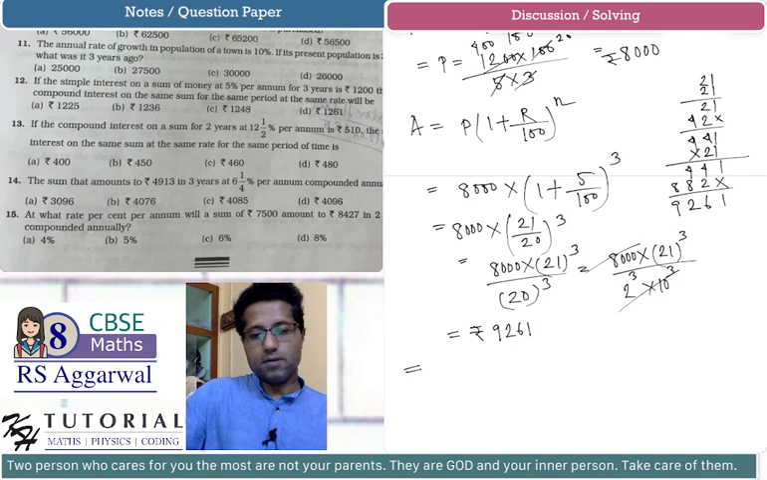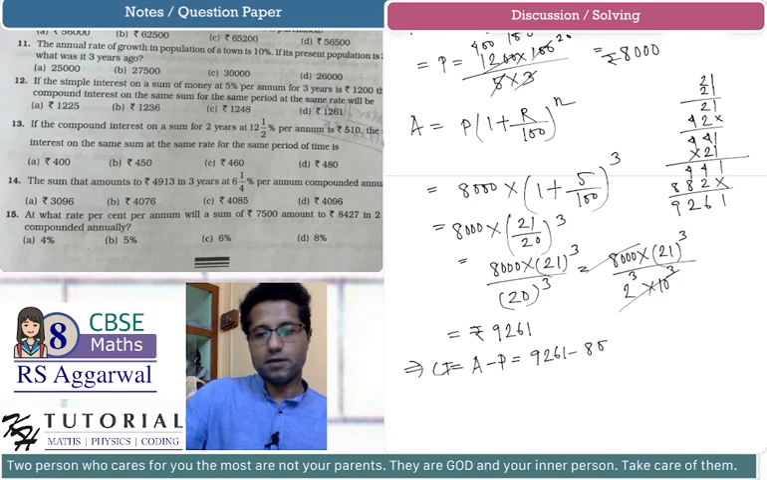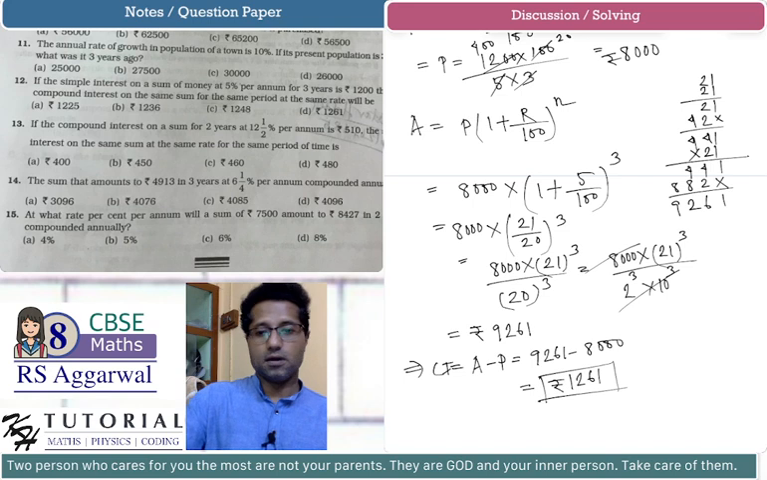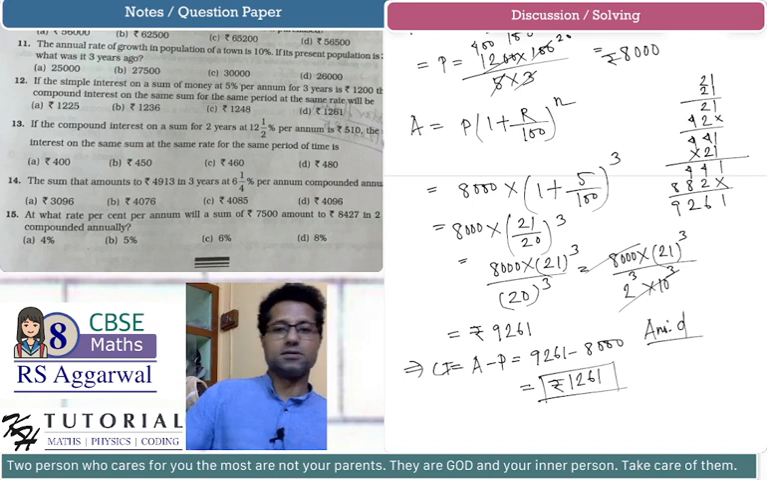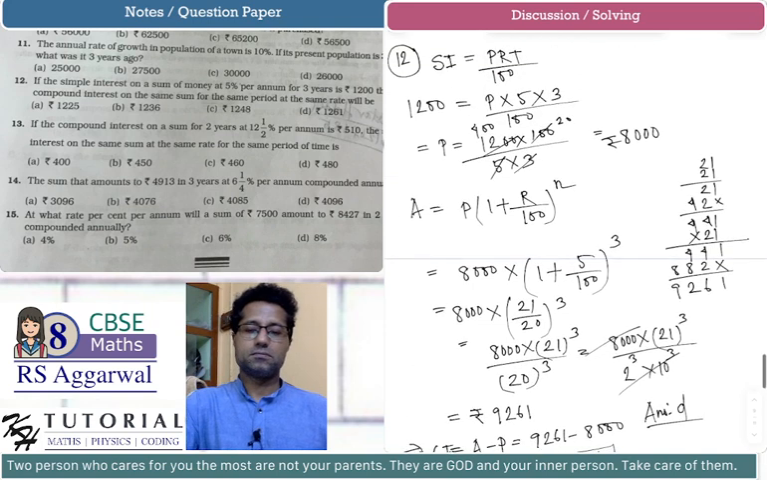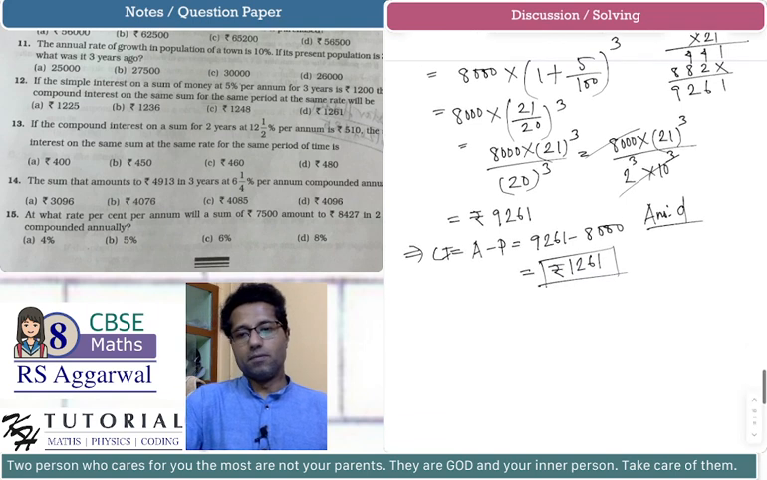So the compound interest will be equal to amount minus principal, which is 9261 minus 8000, so this is equal to rupees 1261. So the compound interest must be rupees 1261 and hence the correct answer is D. Correct choice is D. Let's do problem number 13.